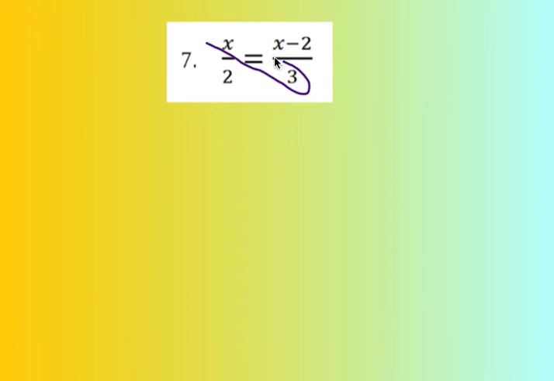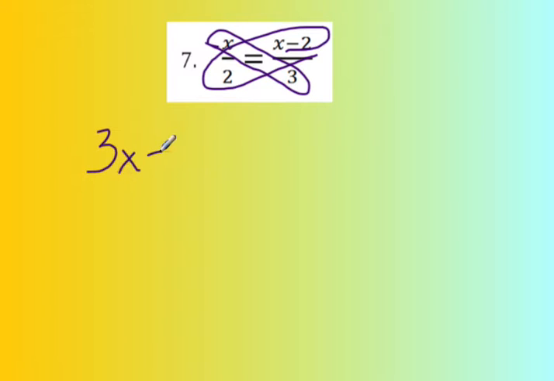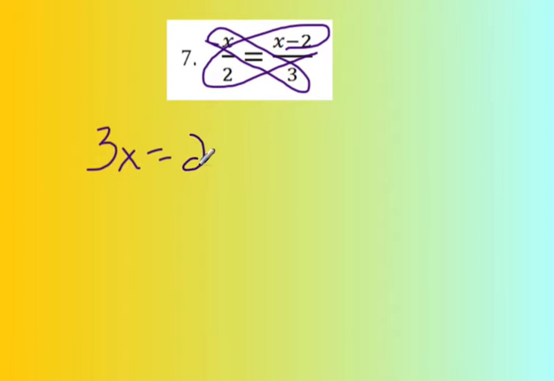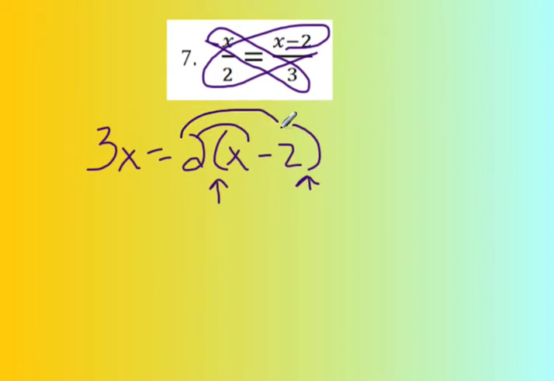So for number 7, we're going to cross multiply. So 3 times x is going to give me 3x. And then we're going to have 2 times x minus 2. What I want you to notice is that I actually put those little parentheses in there. That's because I need to distribute and make sure that 2 is multiplied by both parts of that x minus 2. So when I do that, I get 2x minus 4.